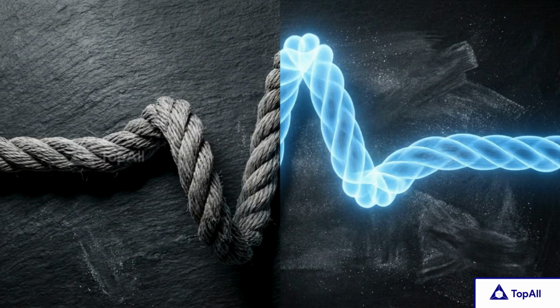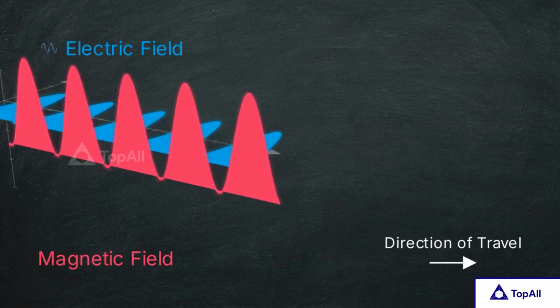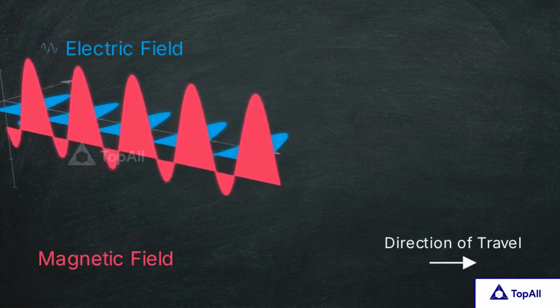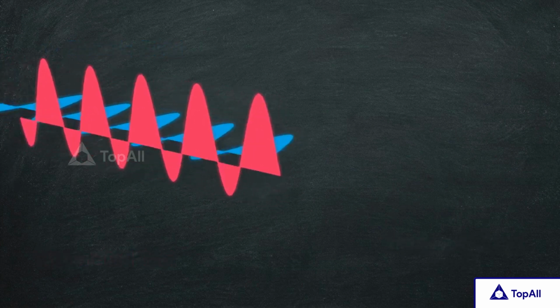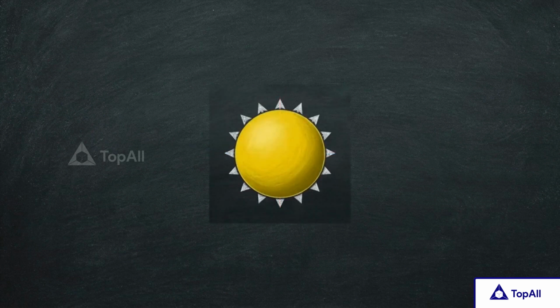We can apply this mechanical model of the rope directly to light. Light is a transverse electromagnetic wave, where oscillating electric and magnetic fields take the place of the physical string. This head-on view shows natural light from the sun. It is unpolarized, meaning its electric vectors vibrate in every possible transverse direction simultaneously, creating a 360-degree starburst of energy.